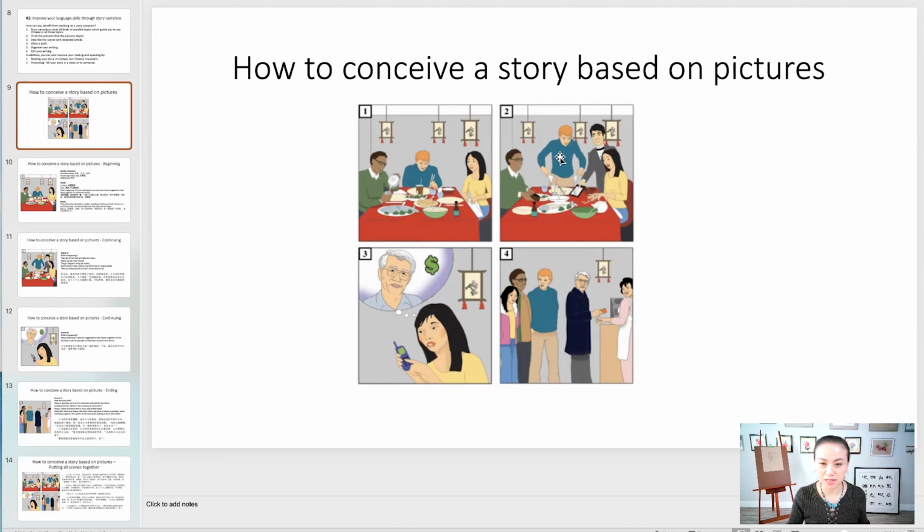And then this man is showing his pockets, like, I don't have anything. And this man says, I don't have a pen as well. So they don't have anything. And he or she is calling somebody. And then this somebody comes here to pay the bill for them. This is what we see, and how we're going to conceive a story based on this set of pictures.